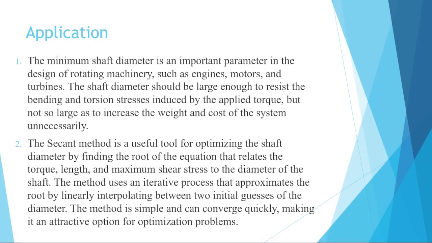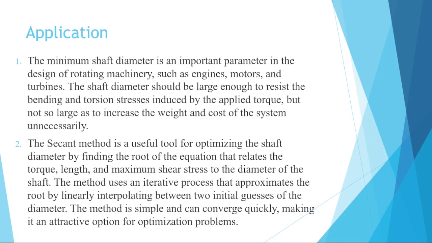When we talk about the applications in which the secant method is used, minimum shaft diameter and the secant method are important tools in the design of rotating machinery. The minimum shaft diameter is a crucial parameter because it determines the ability of the shaft to withstand bending and torsion stresses induced by the applied torque. For example, in an engine, the crankshaft must be designed to handle the torque generated by the combustion process. If the shaft diameter is too small, it may fail under the applied stress, causing catastrophic engine failure.